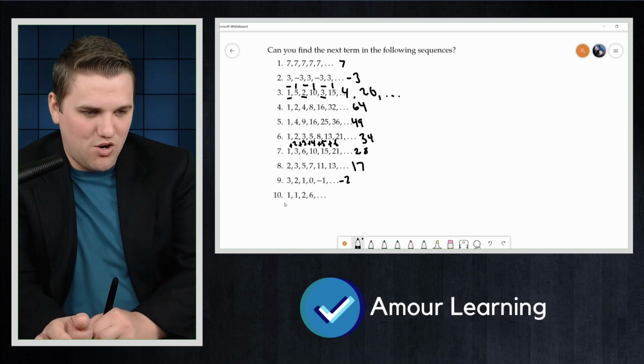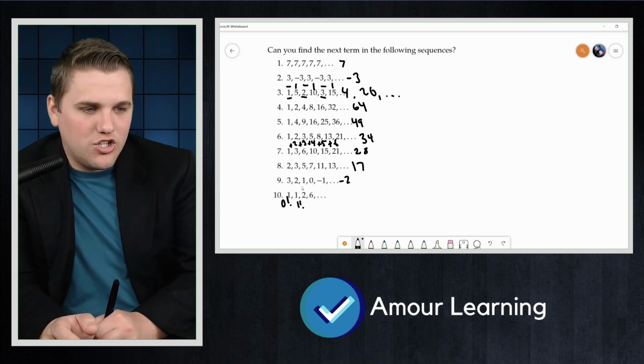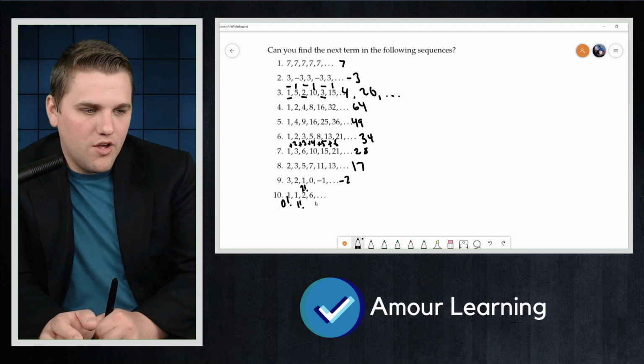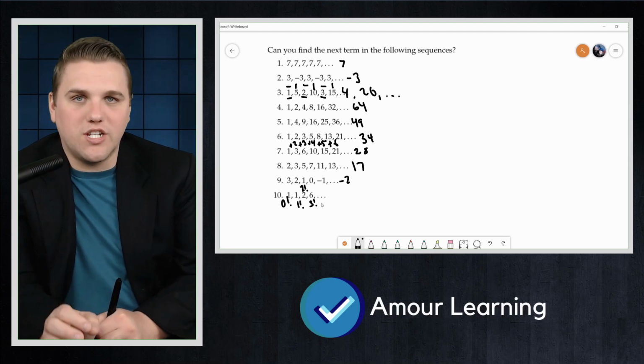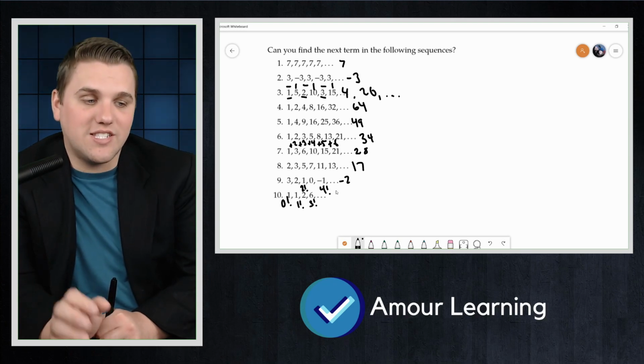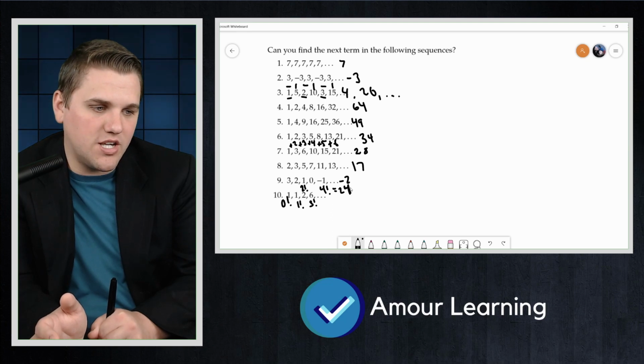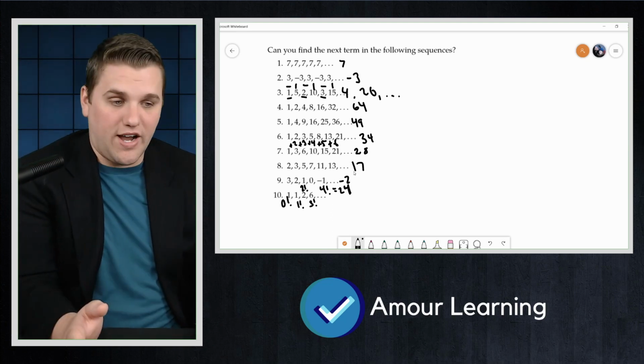So 1 is 0 factorial. 1 factorial is 1. 2 factorial is 2. 3 factorial is 3 times 2 times 1, which is 6. So 4 factorial is 6 times 4, which is 24. So the next term of the sequence would be 24 if these were factorials.